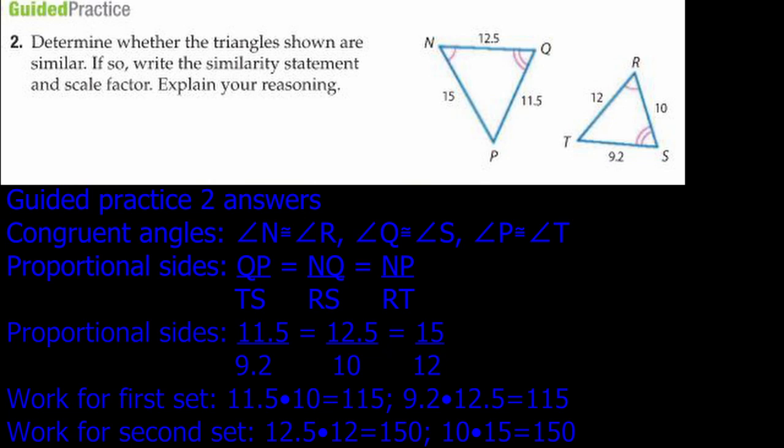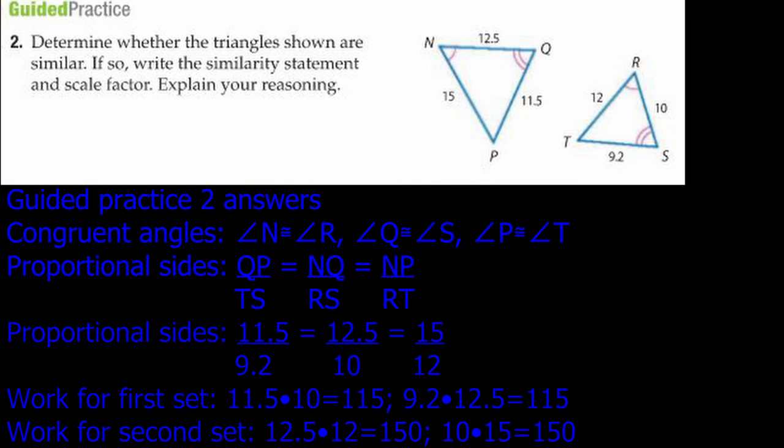That means they're proportional. If the other set are proportional, we have similar triangles. If they aren't proportional, then we don't, because you have to have congruent angles, proportional sides. Okay, this is kind of like doing proofs for similarity. You don't have to write out the steps. You just have to show all of your work to prove that it's true.